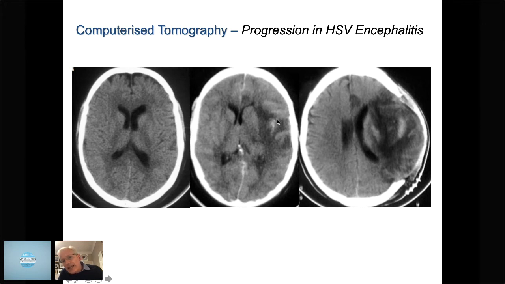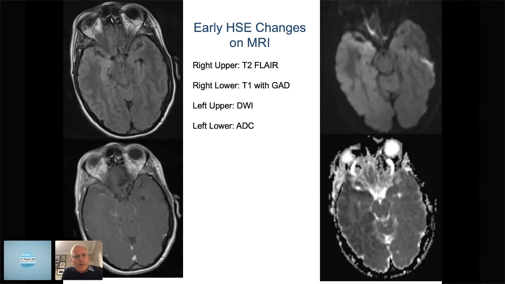This is an unenhanced scan. There's an area of hemorrhage, and there is midline shift. The patient had herpes simplex encephalitis, but their life was saved acutely by the decompressive hemicraniectomy that you can see on the right. MRI is more sensitive.